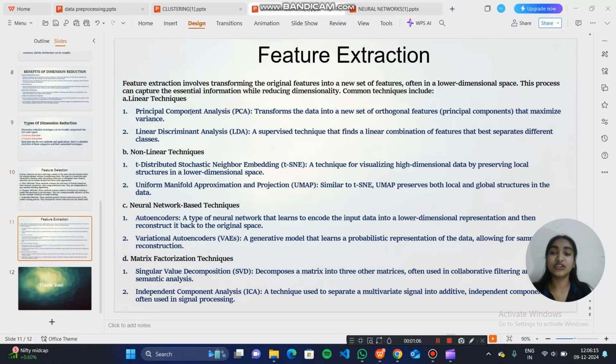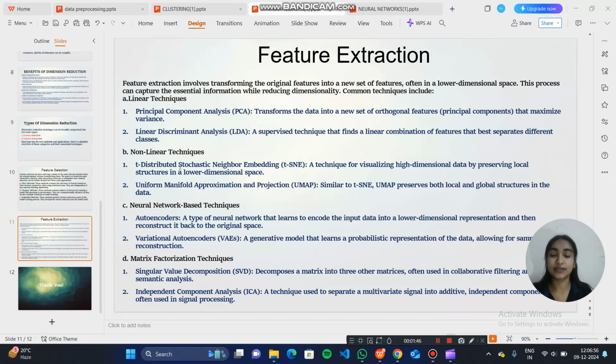Feature extraction. Feature extraction involves transforming the original features into a new set of features, often in a lower dimensional space. This process can capture the essential information while reducing dimensionality. Its common techniques are, first, linear techniques. Principal component analysis transforms the data into a new set of orthogonal features that maximize variance. Linear discriminant analysis, a supervised technique that finds a linear combination of features that best separates different classes.